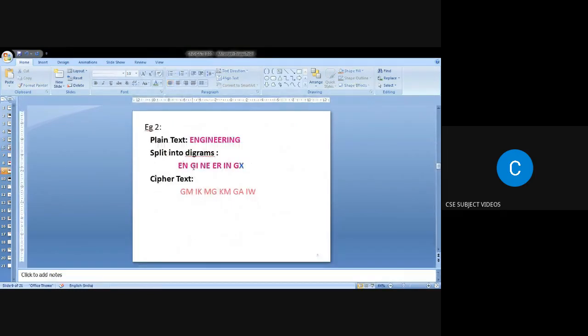Is it clear? Similarly, we have to go with GI, NG, ER, IN, GX. When you repeat the same procedure, we will get the encrypted text.